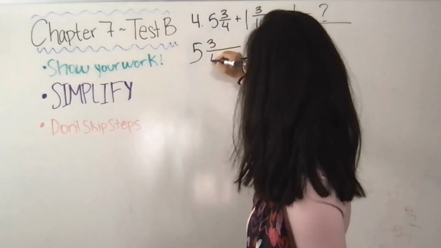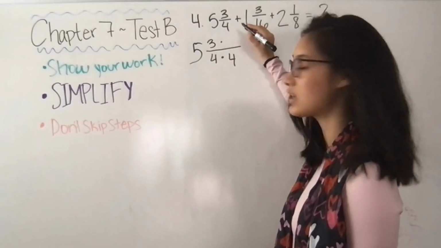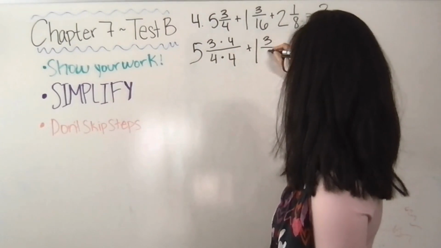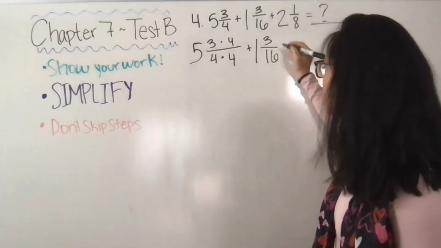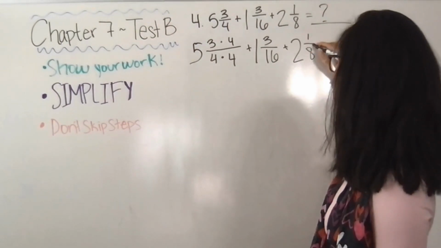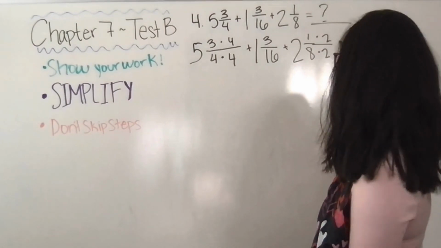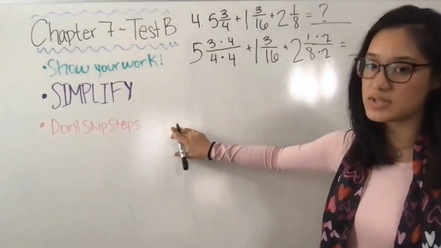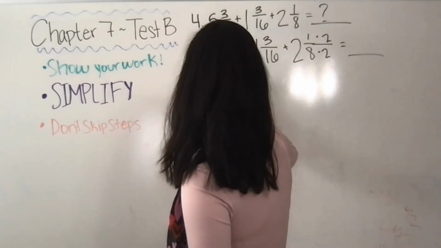How many times does 4 go into 16? 4 times, because 4 times 4 is 16. Whatever you do to the bottom, do to the top. Leave 3 and 1 and 3/16 the same, because you already have your common denominator. How many times does 8 go into 16? 2 times, because 2 times 8 is 16, and whatever you do to the top, do to the bottom. Show your work, don't skip any steps. Bring down your numbers with your new fractions.